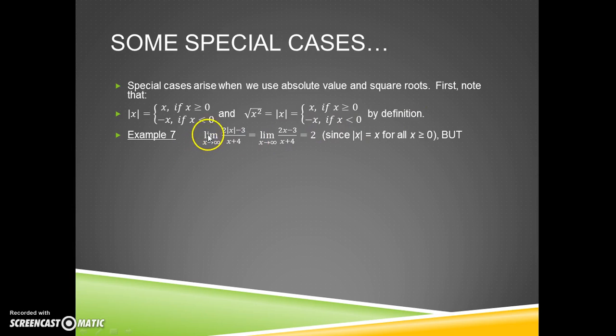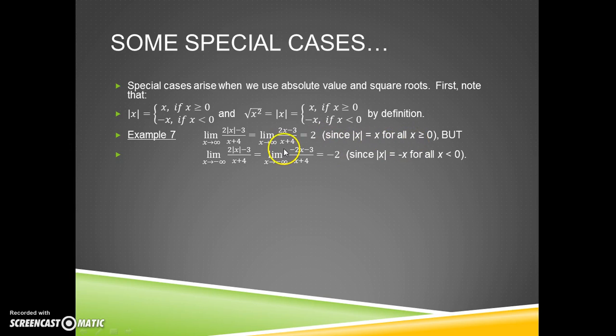So, if we wanted to evaluate the limit as x goes to infinity of (2|x| − 3) over (x + 4), we notice that absolute value of x is equal to x for x bigger than or equal to 0, which we are when we're going to positive infinity. So this is the same as the limit as x goes to infinity of (2x − 3) over (x + 4), and that limit is 2.